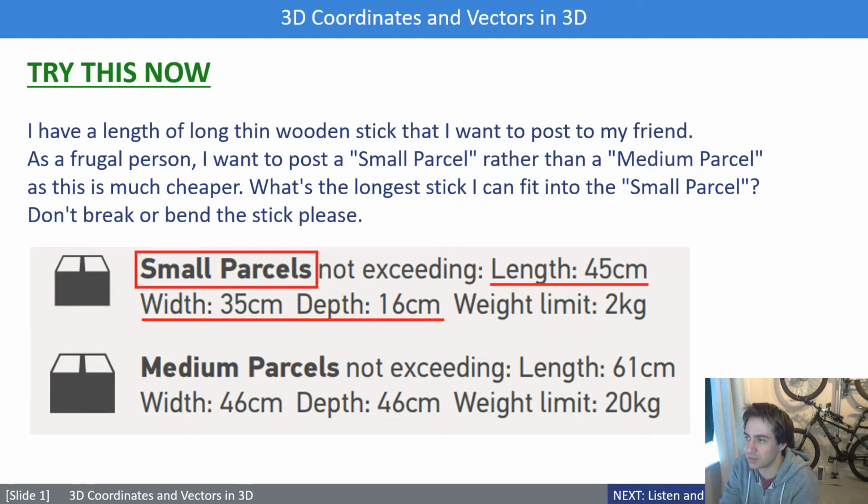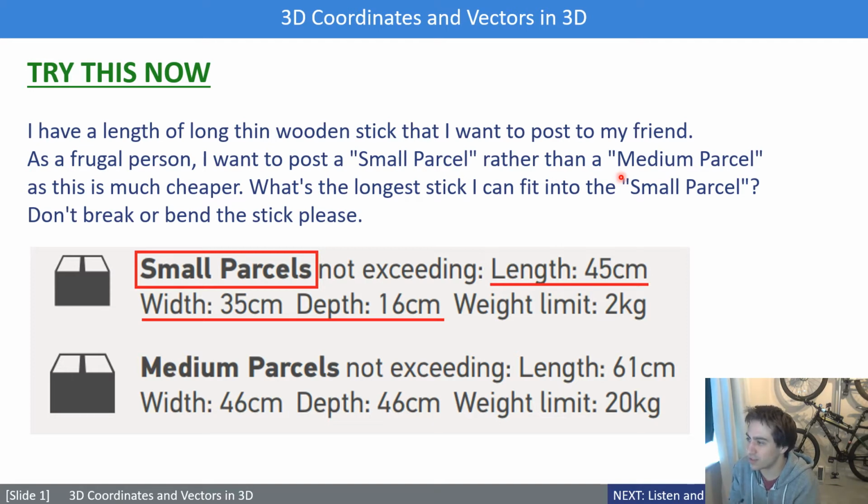So have a think about this. You've got a long wooden stick. It's very thin, so it's mainly just the length I'm interested in. And if I want to fit that into a box, and these are the Royal Mail limitations for something to be a small parcel, the whole box must be 45 by 35 by 16. Don't worry about the weight. Given that these are my 3 dimensions for this cuboid, what is the longest stick that I can fit inside that box? And it's not 45, obviously.